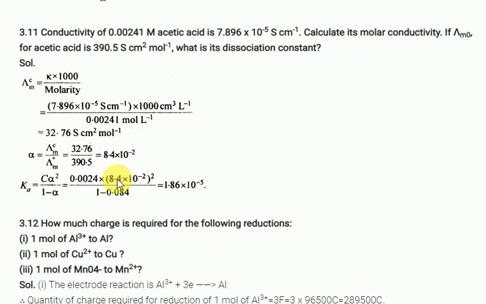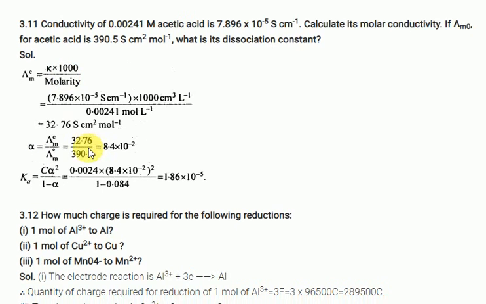0.002141 molar into alpha. What is alpha? By the dissociation constant value, this one by 1 minus alpha. Clear? What they have given here is the specific conductance, and the conductance at infinite dilution is also given. So you have to find the alpha value. This type of problem we already discussed here. So look at the next one.